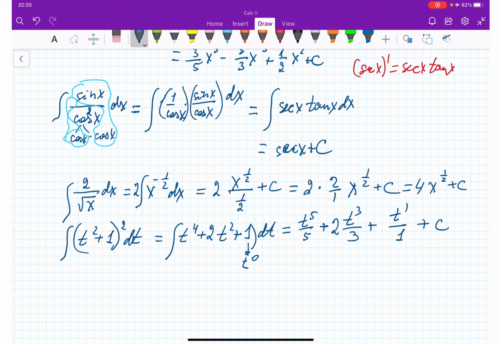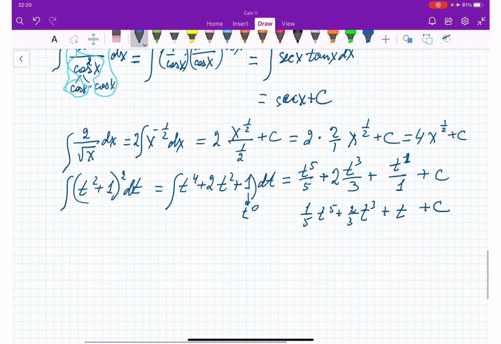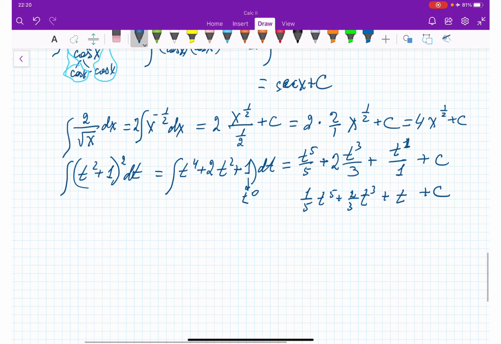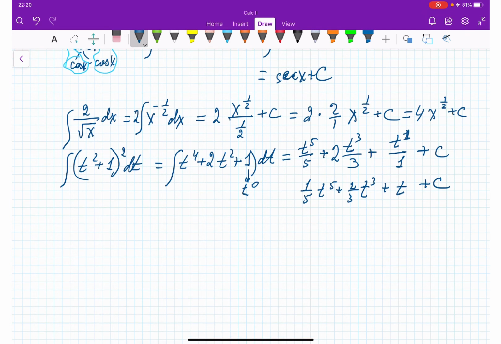We are going to get 1/5 t to power 5 plus 2/3 t to power 3 plus t. This is t, not prime, but degree 1. And plus c. Okay, I'm done here. Next. Those are basic stuff. We are just getting familiar with integrals.